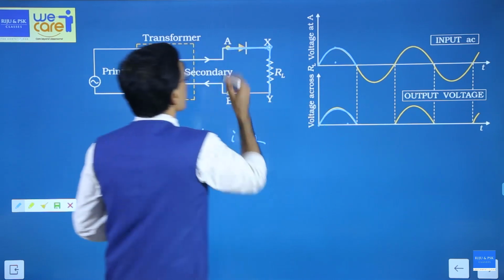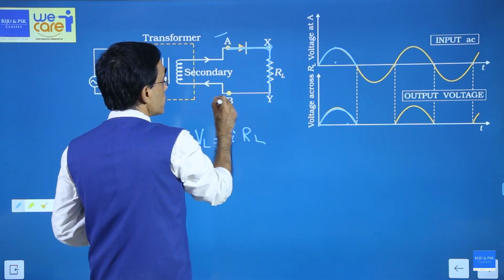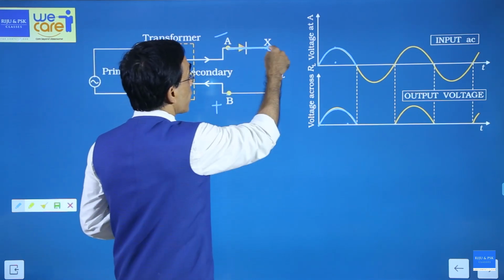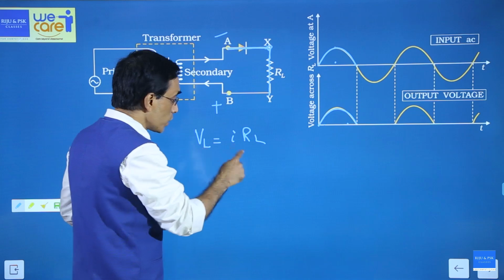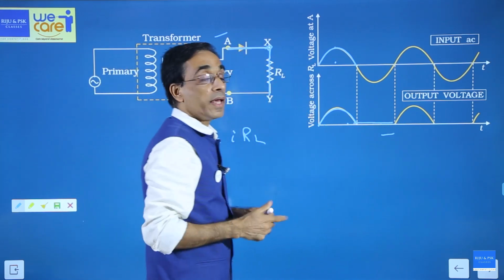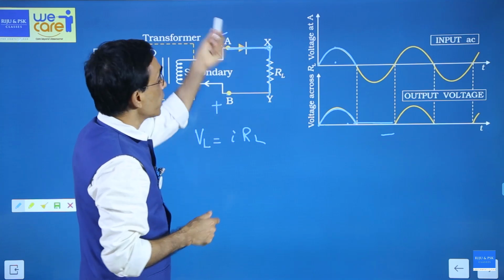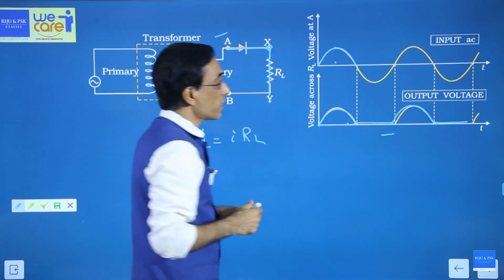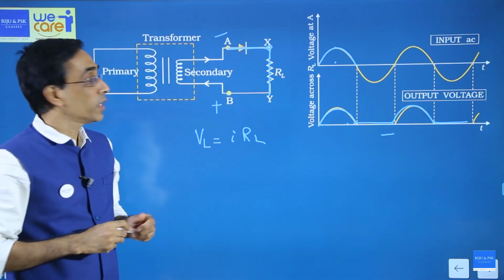What will happen in the reverse bias? When this is negative and this is positive, diode will not conduct. When diode does not conduct, current through this will become 0 and the voltage will also become 0. So you will get 0 voltage. Again, when A becomes positive, you get the same thing. So this is the current or the voltage across the load.